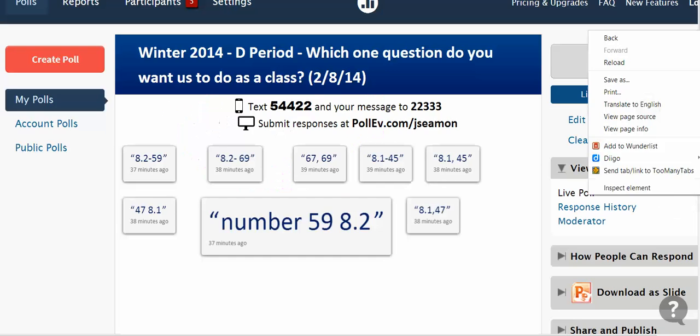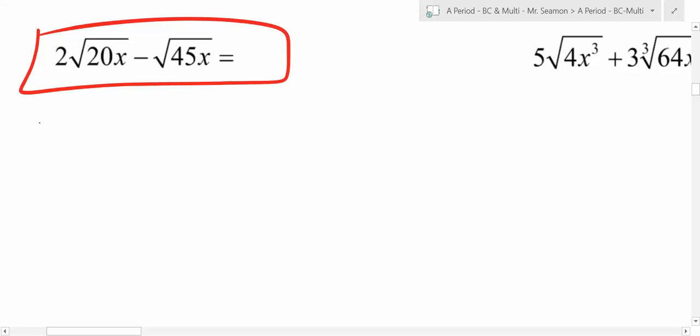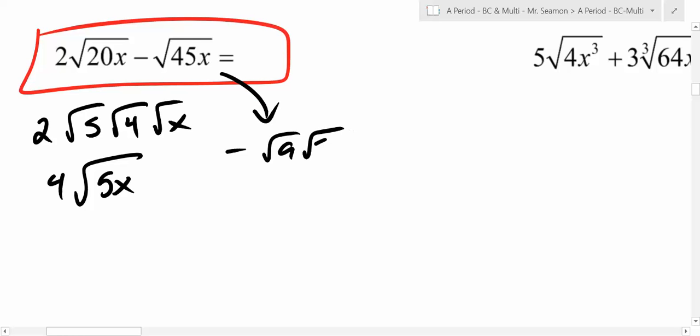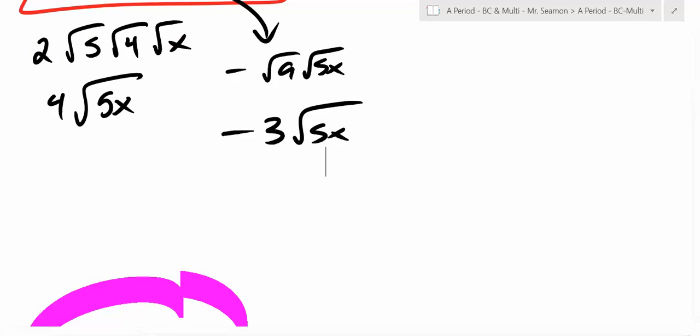Just write it again. Do this first one right here. You end up with 2 times the square root of 5 times the square root of 4 times the square root of x. I'm expanding it too much just to show you. Because what is 20? 5 and 4. Well, what is the square root of 4? 2. So what do you end up with? 4 square roots of 5x. And what about this over here? It's minus the square root of 9 times the square root of 5x. What's the square root of 9? So you have 3 root 5x. So you have 4 root 5x minus 3 root 5x. What do you end up with?